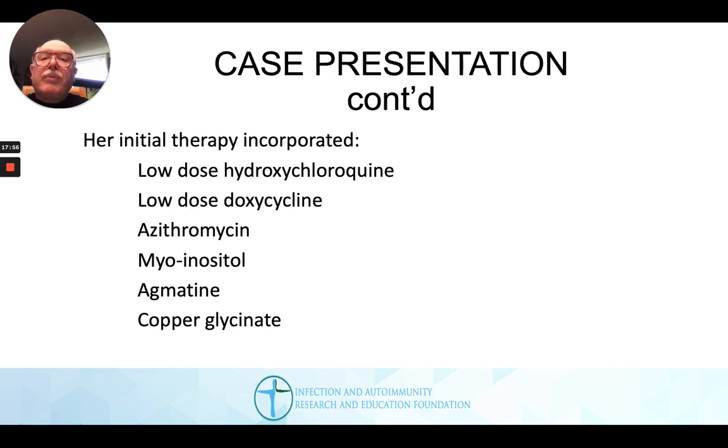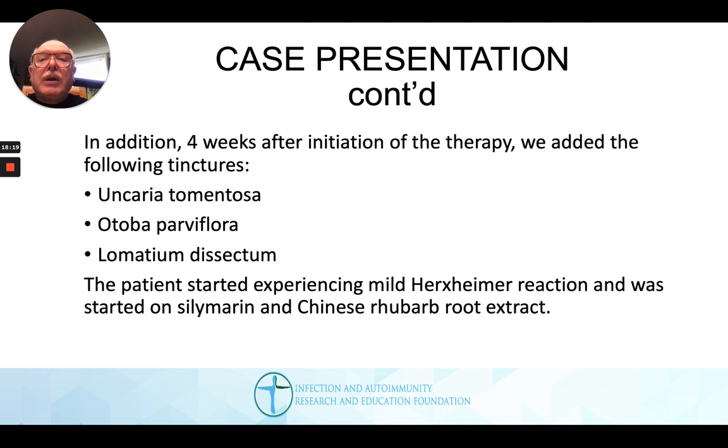Her initial therapy incorporated low-dose hydroxychloroquine, 100 milligrams a day, low-dose doxycycline, 50 milligrams twice a day, azithromycin 500 milligrams a day, myo-inositol, agmatine, and copper glycinate. Typically, after 4 weeks, we introduce antimicrobial herbs, and these are the 3 herbs which were introduced in her particular case 4 weeks later. They included Uncaria tomentosa, Otoba parviflora, and Lomatium dissectum.